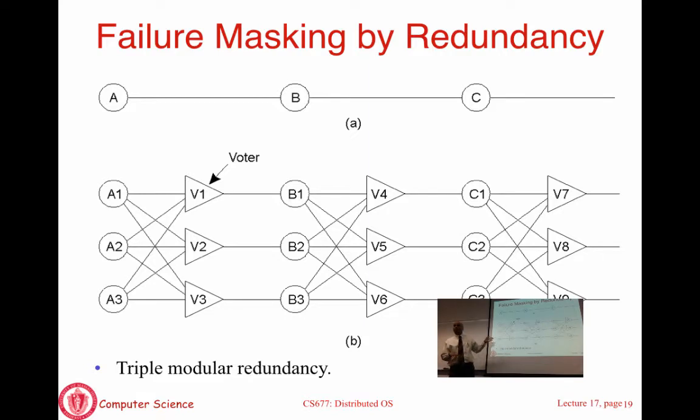Now the reason I'm showing you this very simple circuit is that we are going to use the same principle. We are going to replicate the components. We are going to use voting and agreement. So there's a voter here. The same kinds of things we are going to start talking about in the context of distributed systems.